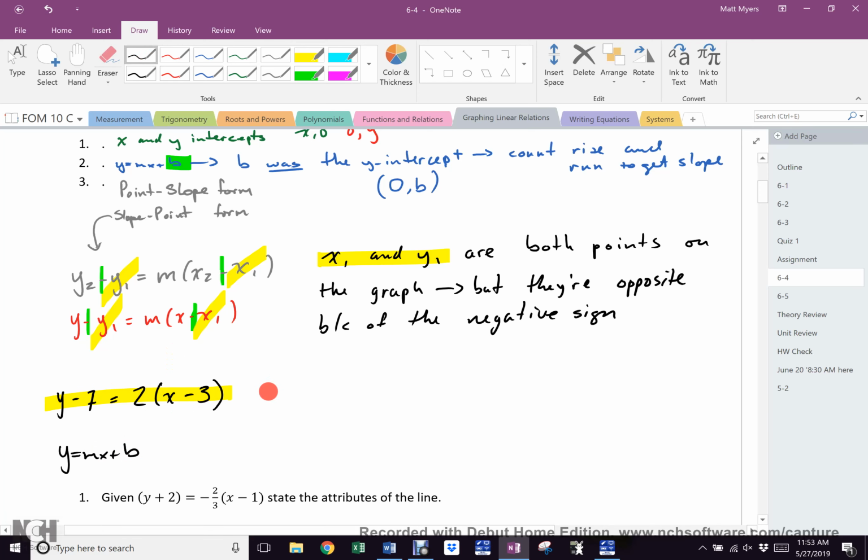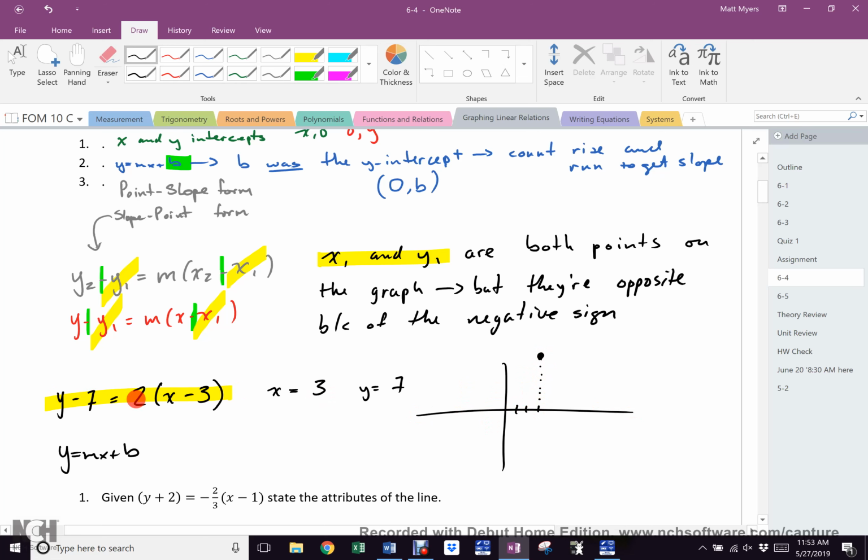We know that x equals the opposite of 3. So what would be the point on the graph we would use? Positive 3. And y equals the opposite of 7. So what would be the point on the graph we would use? Positive 7. So where would I go on this graph to start this line? 3, 1, 2, 3, up, 1, 2, 3, 4, 5, 6, 7. There.